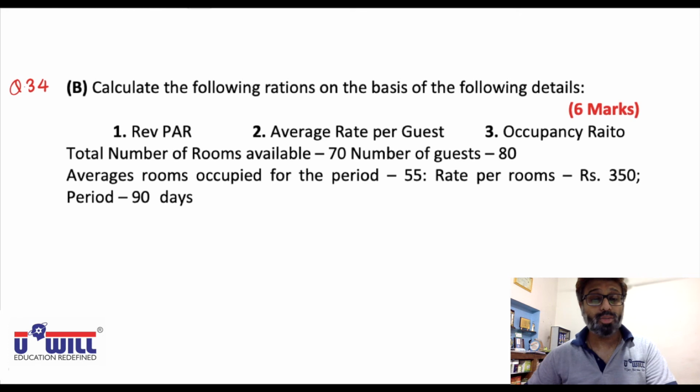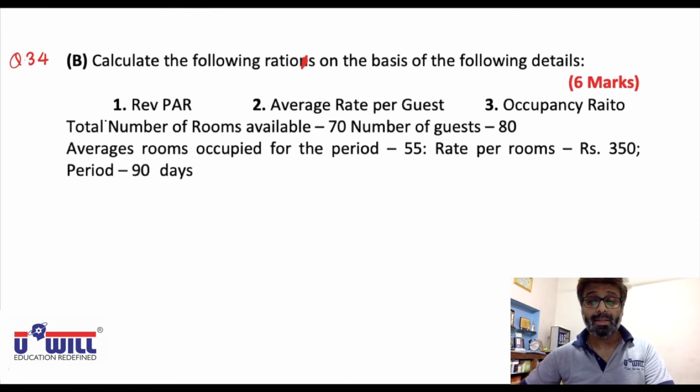Yes, I assume all of you would have got the answer. Calculate the following ratios, not rations, ratios on the basis of following details: revenue per available room, average rate per guest, and occupancy ratio. Now total number of rooms available in the hotel are 70. The next information is given. Number of guests are equal to 80, and average rooms occupied for the period are equal to 55, and rate per room is equal to rupees 350, and period.